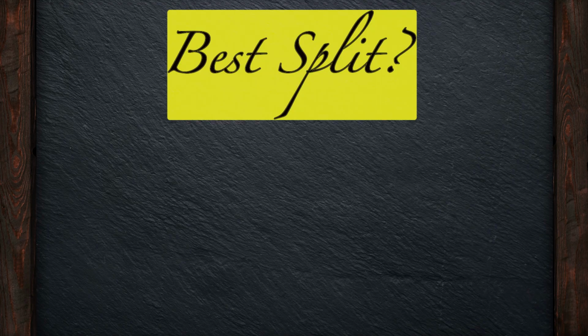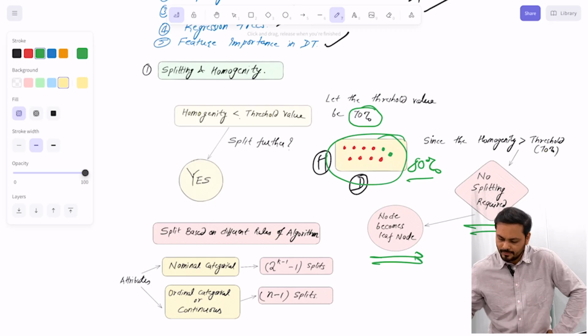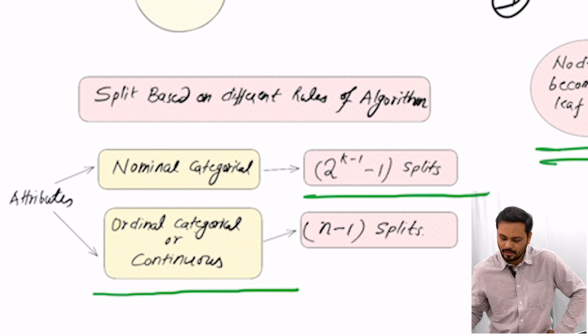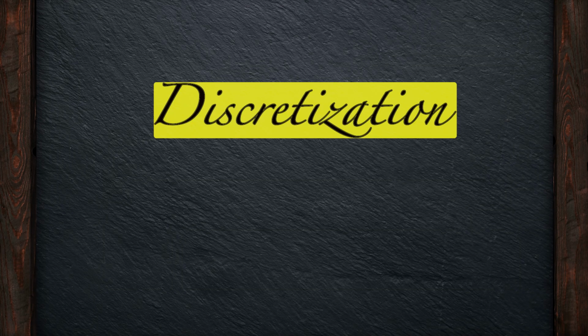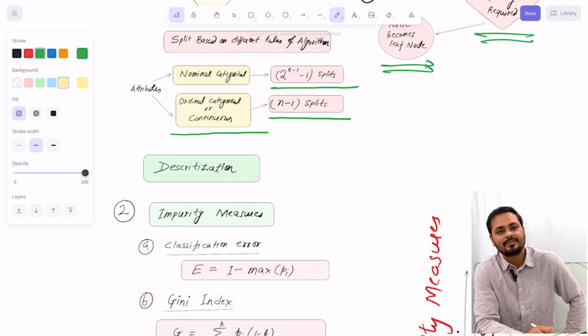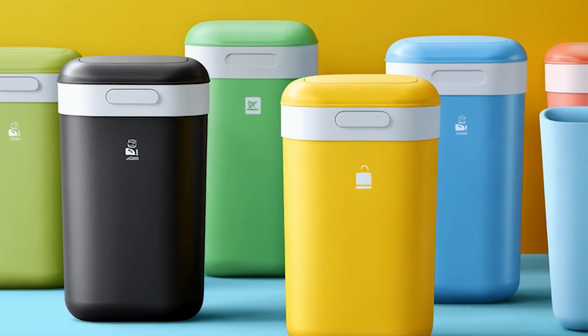Now how do you handle best split for different attributes in a decision tree using CART algorithm? If an attribute is nominal categorical, then there are 2^(k-1) - 1 splits. If the attribute is ordinal categorical or continuous, then there are n - 1 splits. Now what is discretization? Discretization is a process of converting continuous data into discrete data. So why is discretization important in decision trees? Because continuous variables have infinite possible values, making splitting complex. Discretization simplifies this by grouping values in bins or ranges.